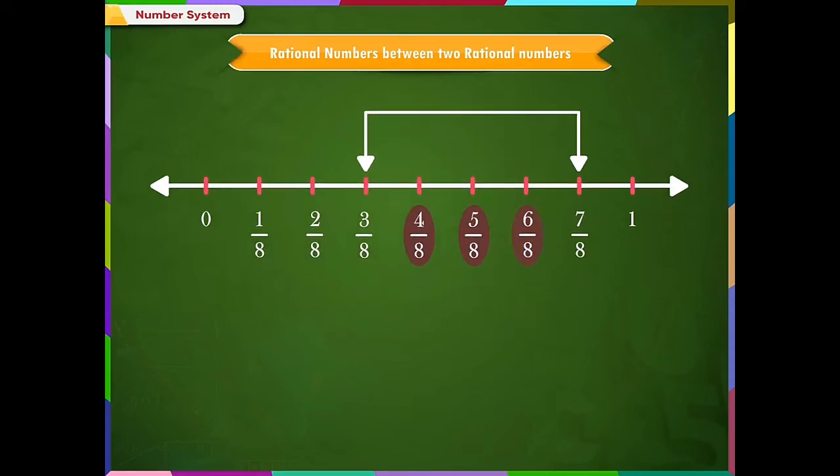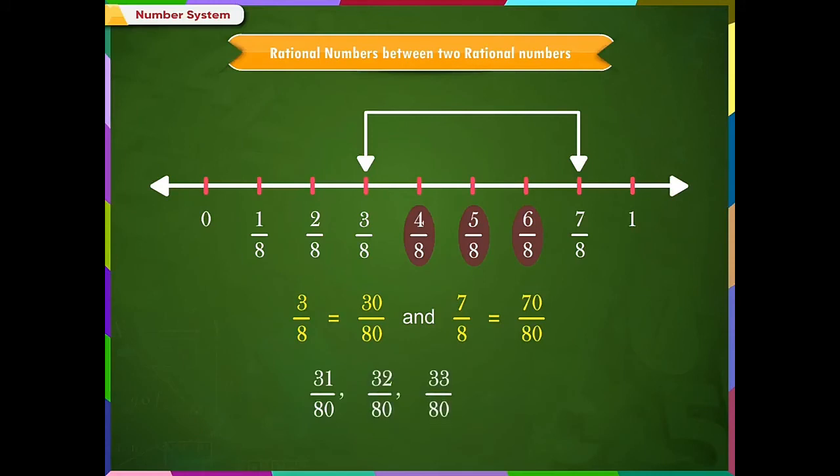3 by 8 can be written as 30 by 80 by multiplying numerator and denominator by 10. 7 by 8 also can be written as 70 by 80. So the numbers 31 by 80, 32 by 80, 33 by 80 till 69 by 80 also fall between 3 by 8 and 7 by 8.